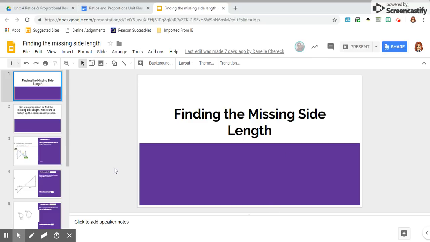Hey guys, in this video, we're going to talk about finding the missing side lengths. So yesterday we talked a little bit about finding scale factors. So what are the dimensions for something to be getting bigger or getting smaller? So before we find scale factors, sometimes we have to find a missing side length. So we're going to talk about that real quick.